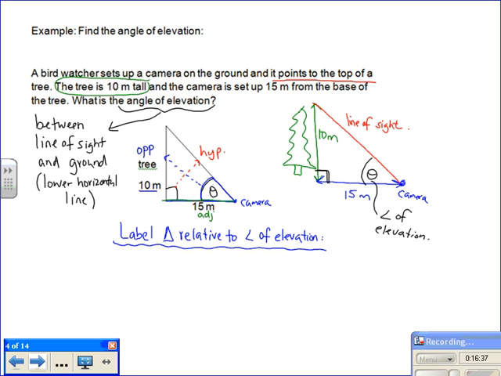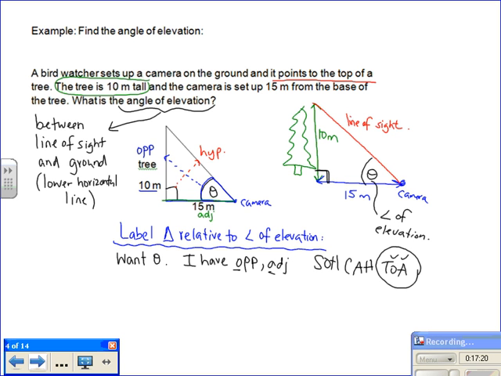Now I'm looking for theta. I want the angle. Let's see, what do I have? Well, I have 10 meters, that's the opposite side. I also have the 15 meters, which is the adjacent side. So if we come over here and think of the three trig ratios that we have, SOH CAH TOA, let's use process of elimination to figure out which one I need. Opposite and adjacent are what I have, which means I'm going to use the tan.